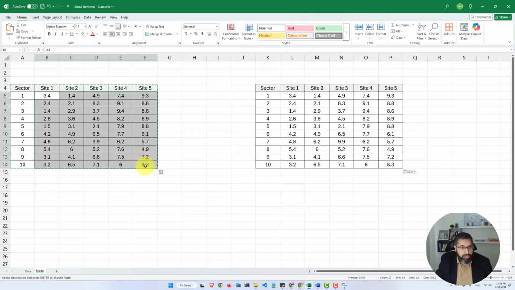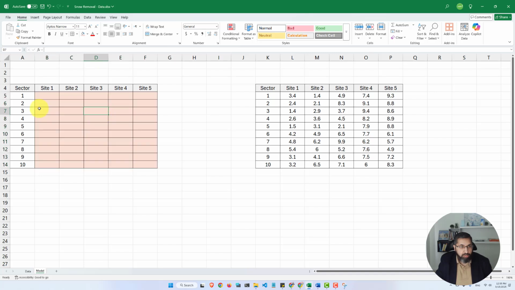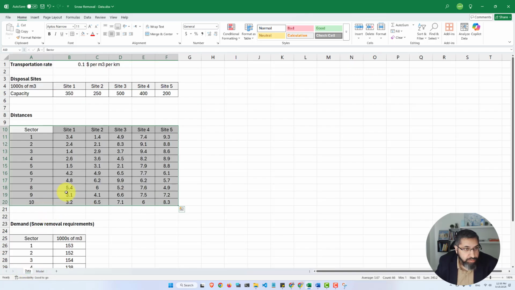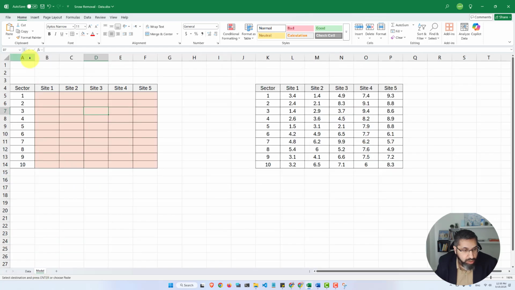Okay, so these are going to be my decision variables. The model has to figure out from each sector how much snow to ship to which site. And then I have my transportation rate, so I'm going to copy that. I might need that to calculate my transportation cost.